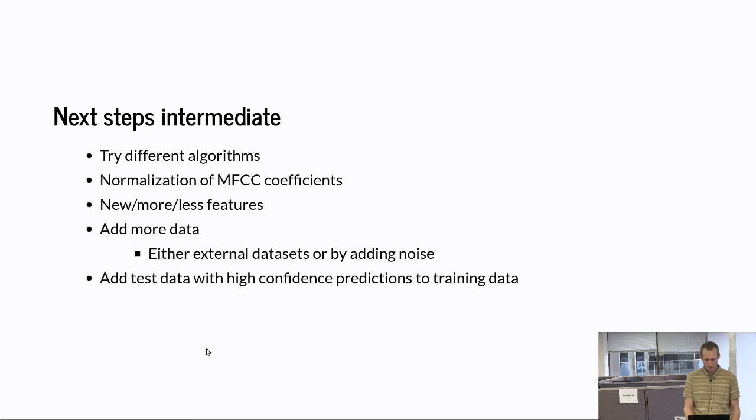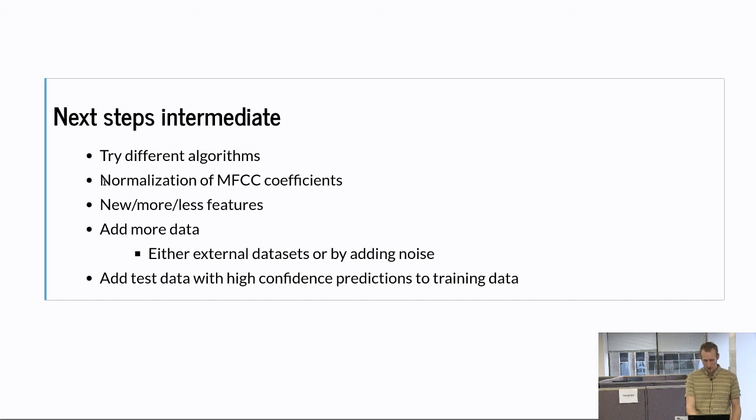Then for the intermediate, try some new algorithms. Try a neural network, try linear regression. Maybe XGBoost or CatBoost perform better. There's a support vector machine. There's lots of options there. One thing I didn't do that apparently can be significant is actually normalizing these MFC coefficients.